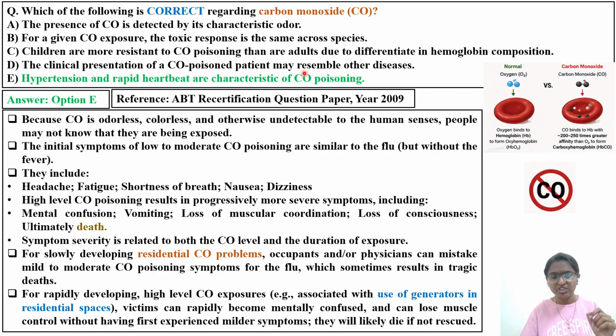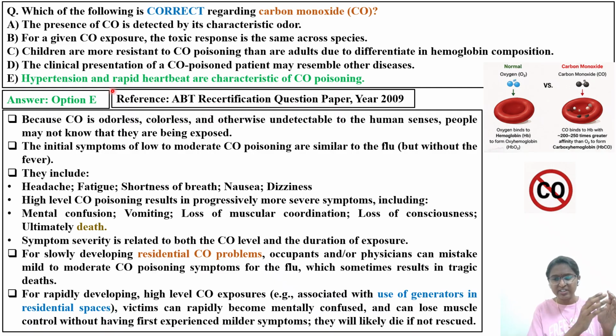Okay, last option is hypertension and rapid heartbeat are the characteristics of carbon monoxide poisoning. The right answer will be the green text out of all these options. Fifth option, that is hypertension and rapid heartbeat rate are the characteristic features of this carbon monoxide poisoning. That means the first one, the presence of carbon monoxide is detected by the characteristic odor. No, carbon monoxide, there are certain gases and poisons for which there is no characteristic odor.